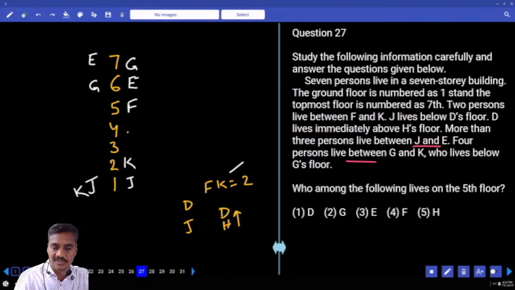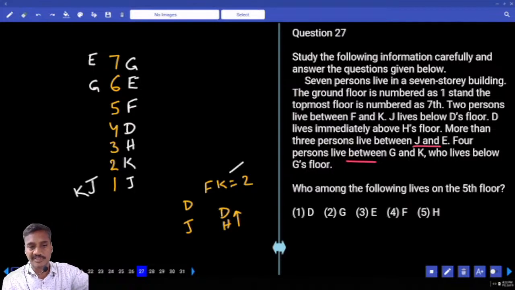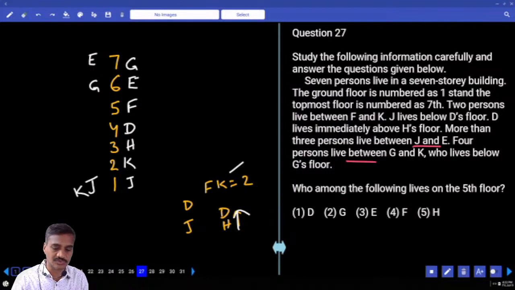Now D and H are adjacent to each other. Now D is here, H is at this place. Then D is immediately above this H. Clear? Then what is the final arrangement? G, F, D, H, K, J. Now this is about 27 to 30.